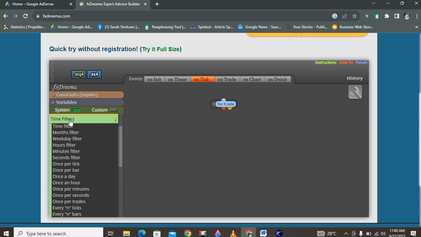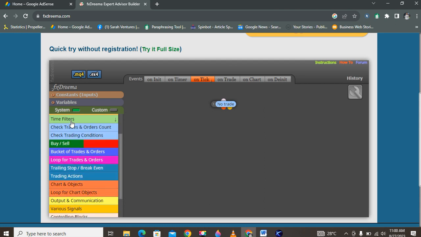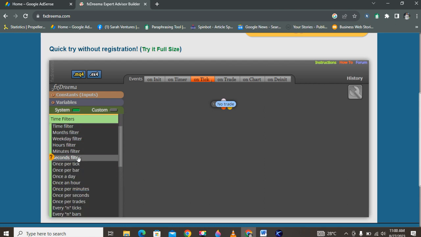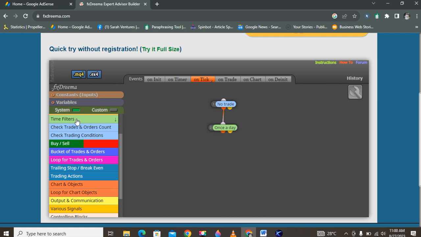And the next thing is the time. How many times would you like to be placing trade a day? Let's just say once per day. We hold and drag once per day, and you connect it to the first one using this orange button. Connect it like this. So we're telling the robot that you trade once per day, not 5 times or 20 times, but once per day.